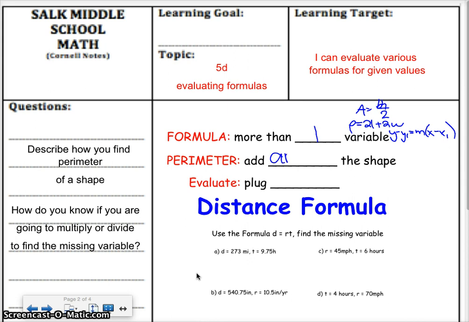Perimeter is adding around the shape. We have to remember that. And we're going to be doing some evaluating because we're going to be given a formula and we're going to have to evaluate the formula for a given value. And that just means you plug in. Evaluate just means plug it in.